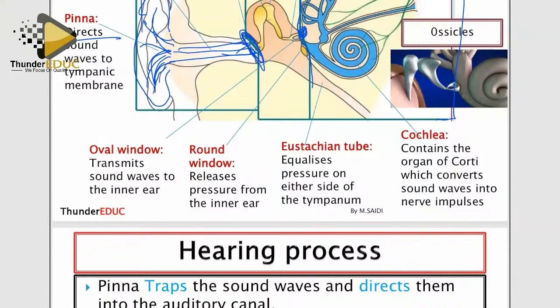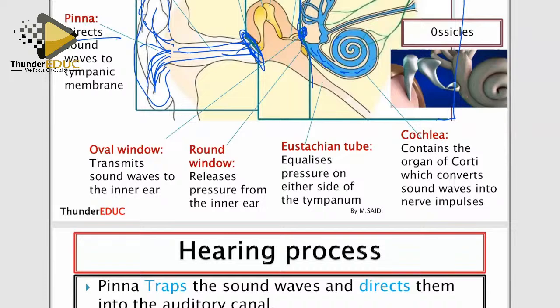You see this blue color. I don't know whether it's blue or what. There is a fluid inside there. So the oval window will vibrate in and out, causing this fluid also to move. You understand? So now we have entered the inner ear.